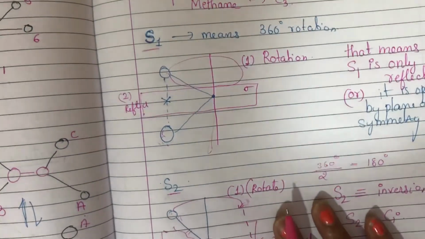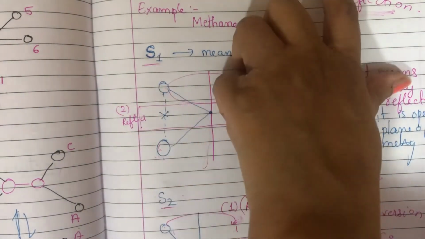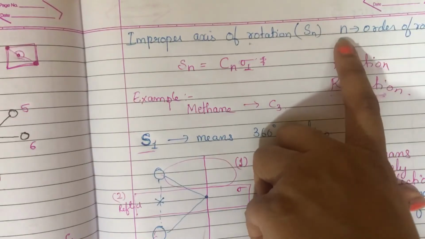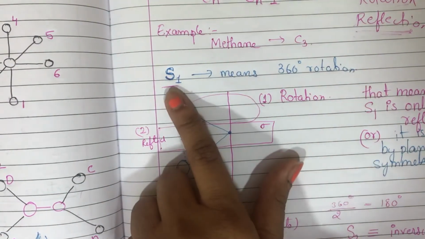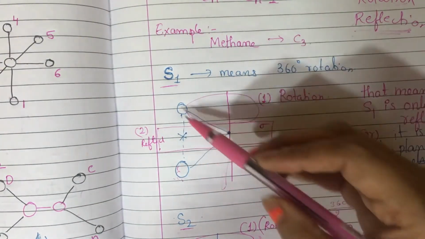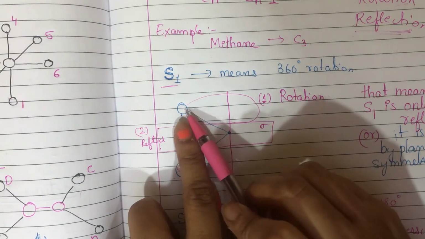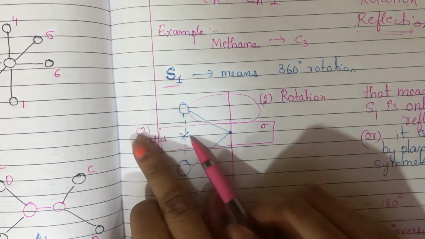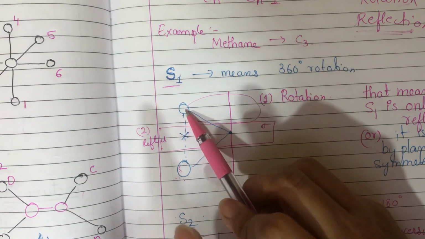Now let me consider S1. If I say S1, n, as you know, is the order of rotation. So S1 means you are giving a 360-degree rotation. Let us consider this molecule. Now suppose this is an atom. If I have given it S1, it will rotate 360 degrees and come back to its original position. See, we have given one rotation.